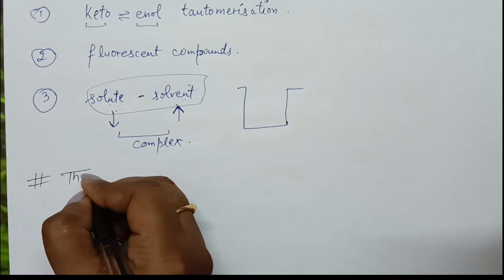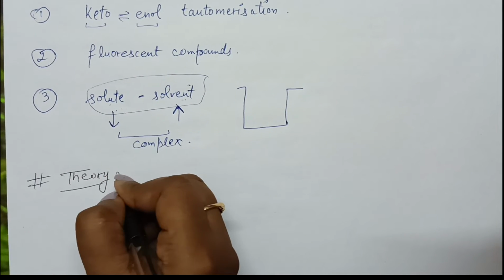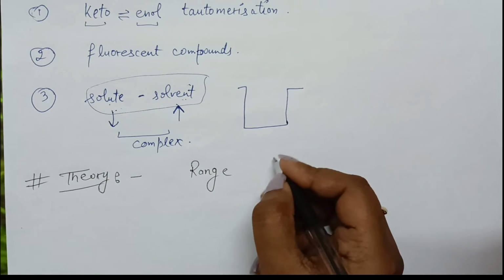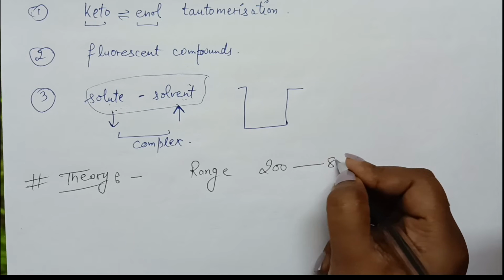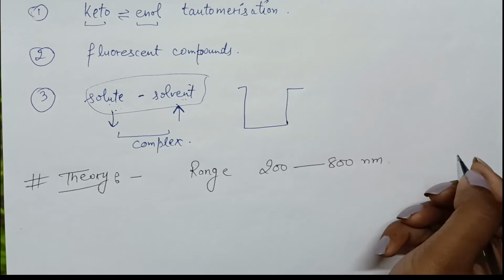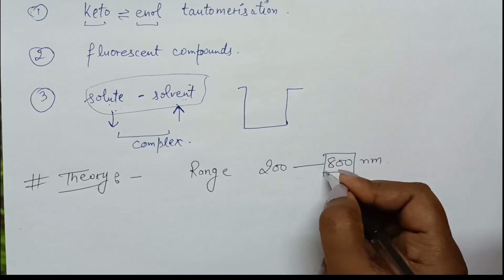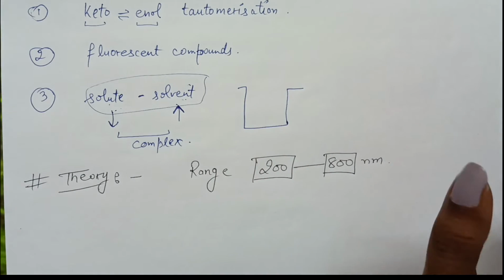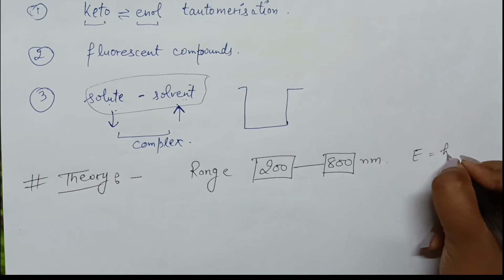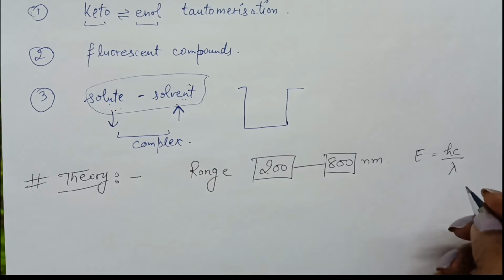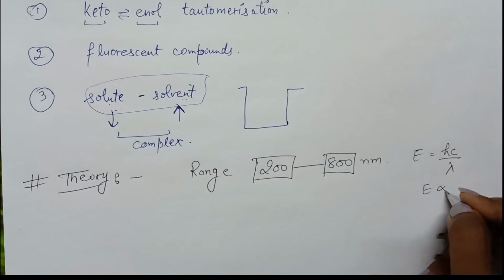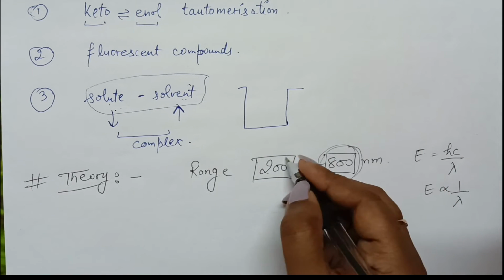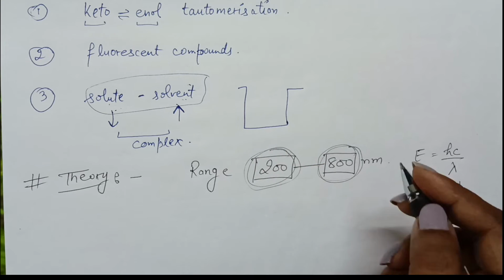So moving on to the basic theory part of UV spectroscopy. If we first talk about the range of UV, the range is 200 to 800 nanometers, right? So this is the highest wavelength and this is the lowest wavelength. Now we all know one formula, E equals hc by lambda. From here we know that E is inversely proportional to the wavelength. Here the wavelength is maximum, here the wavelength is minimum.